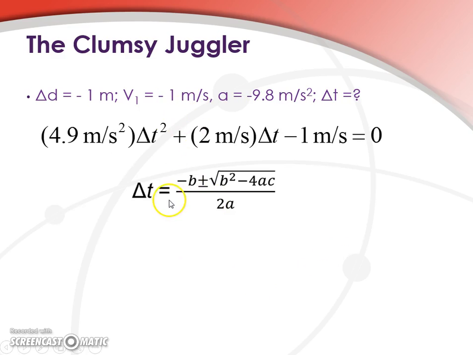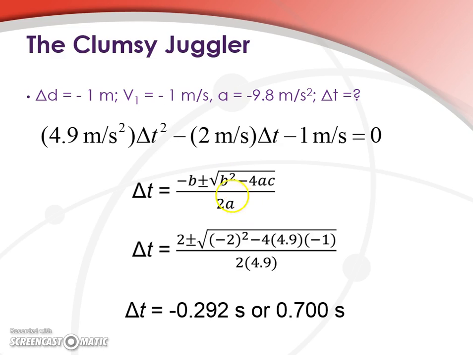So here's our familiar quadratic formula. Delta t equals -b plus or minus root b squared minus 4ac over 2a. And this is really not that bad. So if we substitute in, we get 2 plus or minus the root of -2 squared minus 4 times 4.9 times -1, over 2 times 4.9. And we get an interesting answer. We get a negative number, -0.292 seconds, ignoring significant figures, or 0.7 seconds. So does this answer make sense?